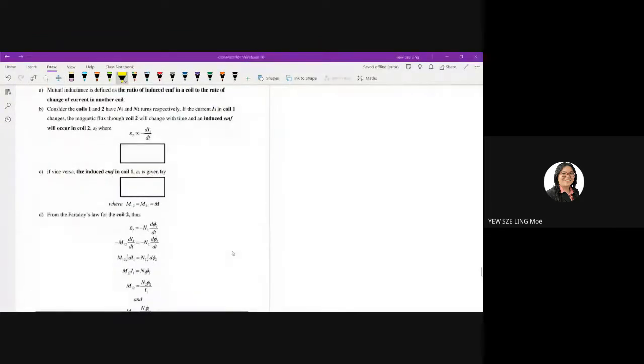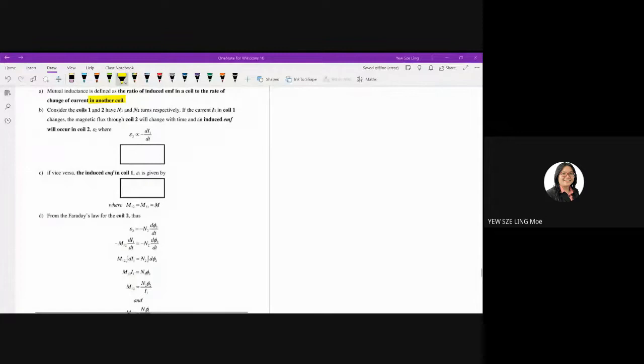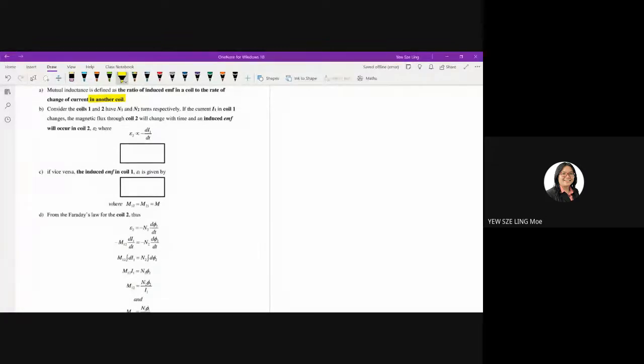Mutual inductance. Mutual inductance is defined as the ratio, and again, the ratio of induced EMF in one coil to the rate of change of current in another coil. So meaning that when it comes to the equations, the thing that you have to be careful about is the subscript. So let's look at the subscript.